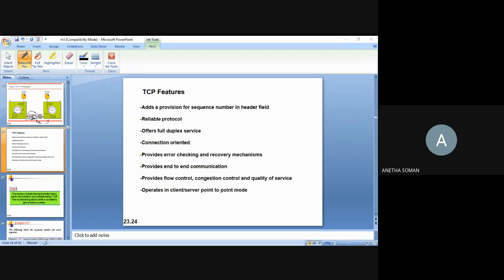Then it provides end-to-end communication. It provides flow control, congestion control, quality of service, etc. I hope you understood these two protocols. Yes or no? Understood about UDP and TCP?